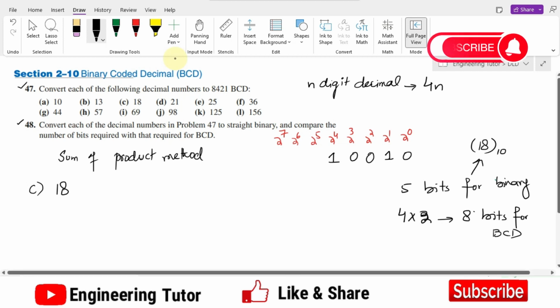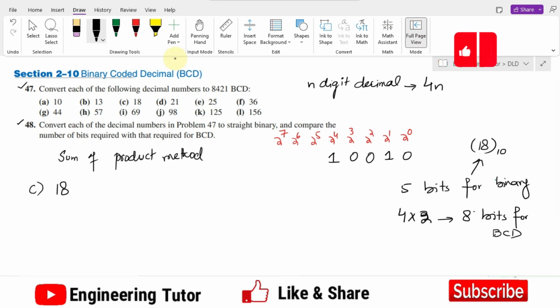Now going towards the F, because here this 21 and 25 will also be like this one because these are lower than 32. So therefore for D we will also need 5 bits, and for E we will also need 5 bits for the straight binary, while these two are 2-digit decimal numbers, therefore we will need 8 bits for the BCD. While for F we have here 36. So now let me convert it here.